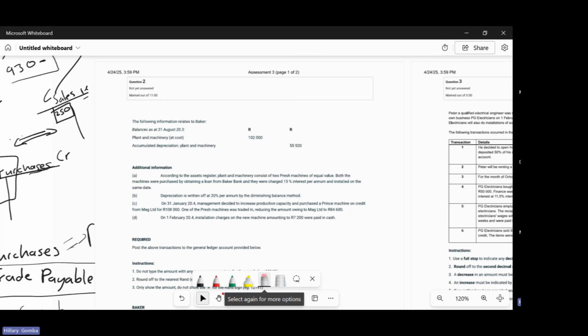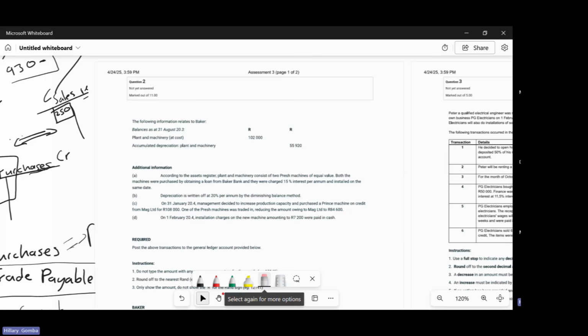And then we go to additional information. It says, according to the asset register, plant and machinery consists of 2 fresh machines of equal value. Both of the machines were purchased by obtaining a loan from Baker Bank, and they were charged 15% interest per annum and installed on the same date. And then we have B, which says depreciation is written off at 20% per annum by the diminishing balance method.